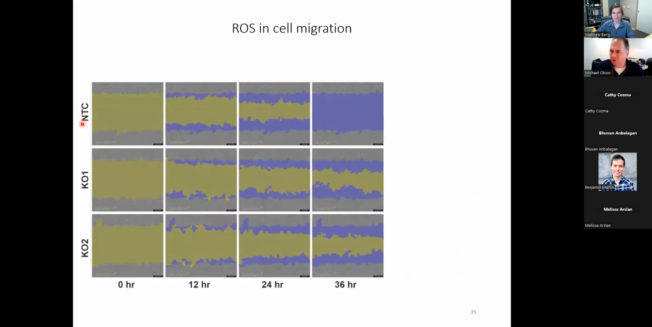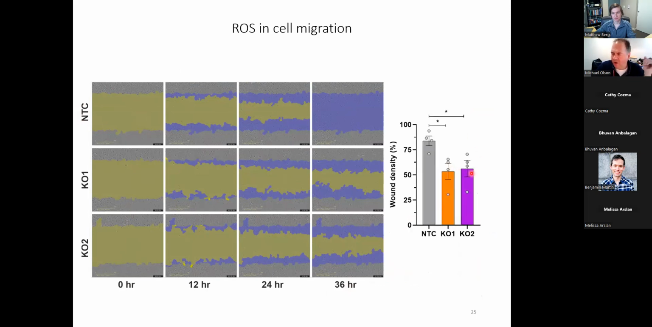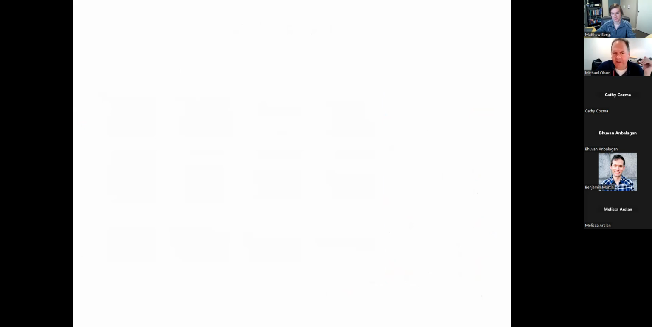When we compare the scratch wound assay, which I introduced earlier, we can see that within about 36 hours, cells that have a non-targeting control can completely close these gaps, whereas the two different knockouts we used are impaired in their ability to close the gaps, indicating they are less good at migrating. And this just shows that quantitatively, it's a significant effect.